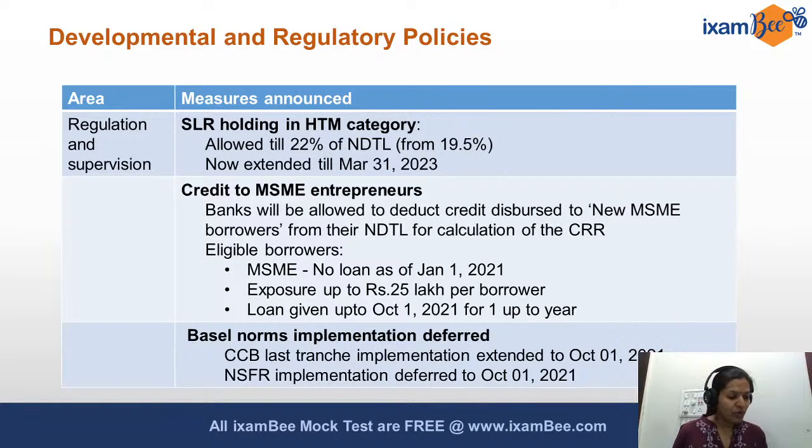NSFR stands for net stable funding ratio. If you do not know, then please remember this full form also. CCB is capital conservation buffer. Yes, Ashutosh, that is correct. Nilesh, no, it is not counter cyclical buffer. CCB is capital conservation buffer. Counter cyclical buffer is usually abbreviated as CCYB. CCB is capital conservation buffer.